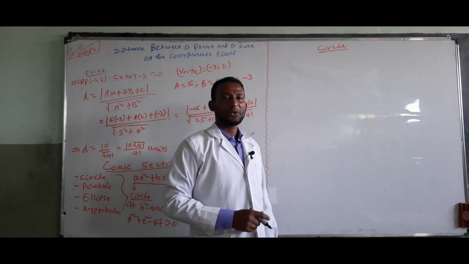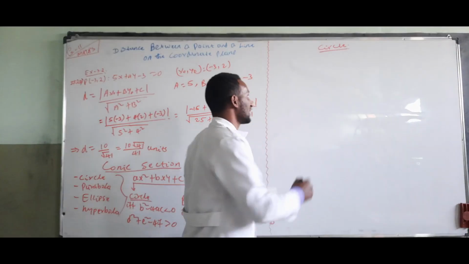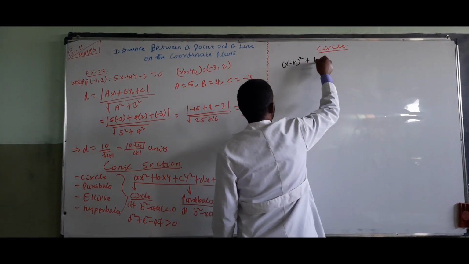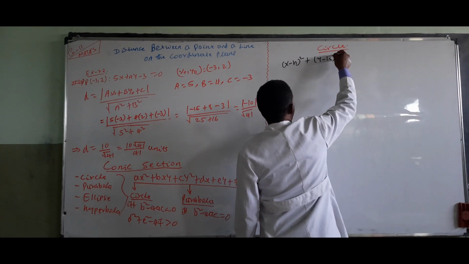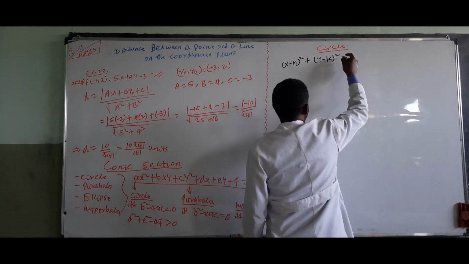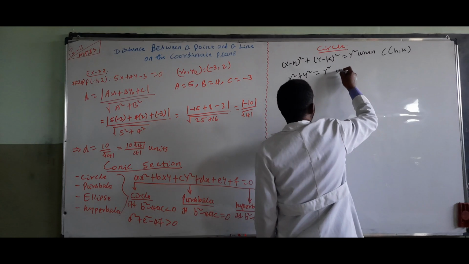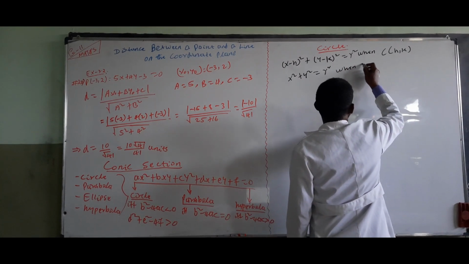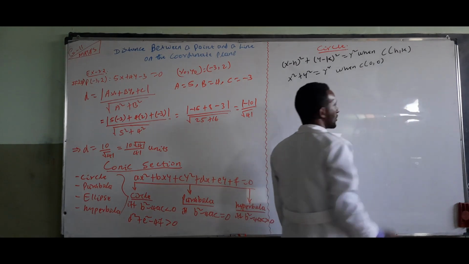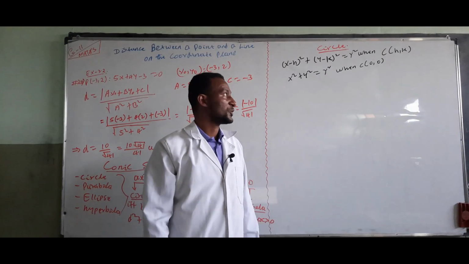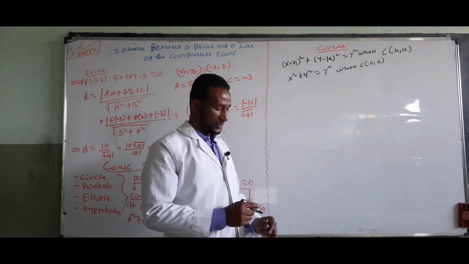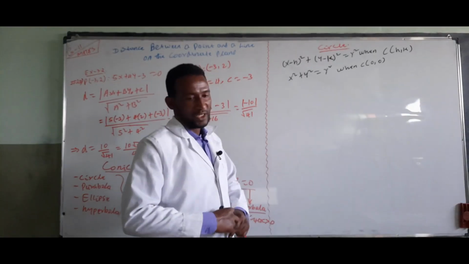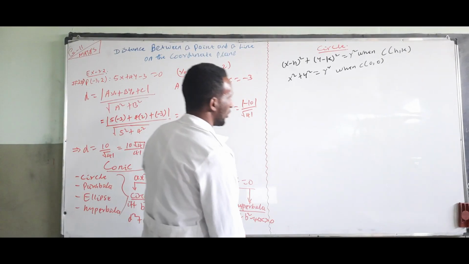A standard equation of a circle is written as (x − h)² + (y − k)² = r². When the center is at the origin, that is at (0, 0), the equation of the circle is given by this formula. Then let us see activity 3 points.